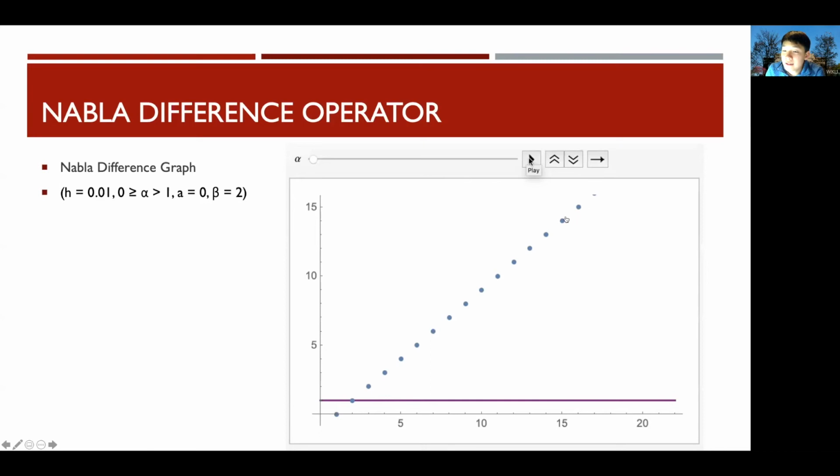But these blue dots on the way upwards, this is the nabla difference operator performed on the function y equals t. And as the alpha parameter approaches 1, you'll see in a second, these blue dots, this discrete difference operator, will approach the continuous derivative operator. So you'll see me play this animation here, and then you'll see that it nearly matches with that. Theoretically, as alpha equals 1, this difference operator will give the same results as the derivative operator in continuous time.